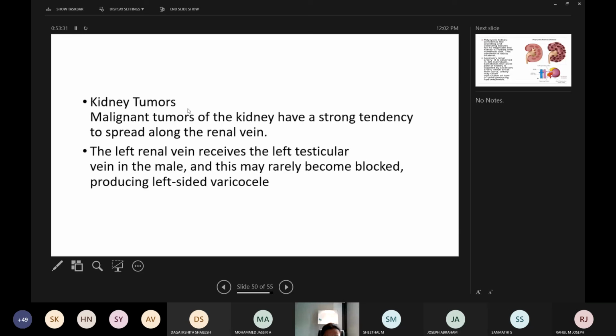Malignant tumors have a tendency to spread along the renal vein. Thrombus is formed in the renal vein. The left renal vein receives the left testicular vein in case of males. This may rarely become blocked, producing the left-sided varicocele, that is enlargement of the testicular veins. Varicocele feels like a bag of worms. The dilated veins are felt like a bag of worms.